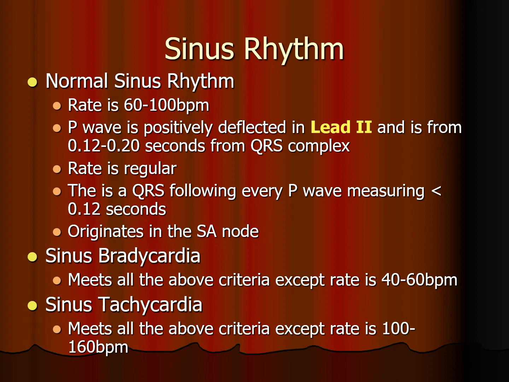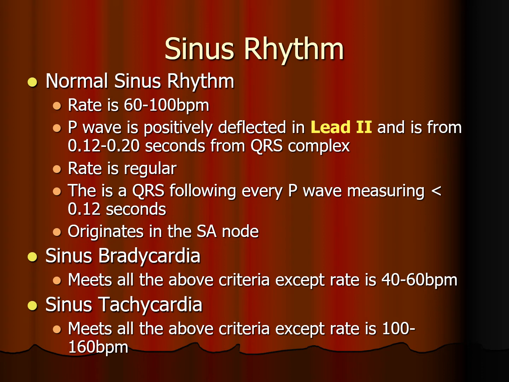Okay, normal sinus rhythm. So if you have all of those things, a nice regular rhythm, the rate's between 60 and 100, we have an upright, pretty perky P wave that's 0.12 to 0.20 seconds from the QRS complex, the rate is regular, and following every P wave, there is a nice skinny QRS, we have a sinus rhythm, normal sinus rhythm. Okay. Sinus bradycardia means we've met all of the criteria except the rate is 40 to 60, 40 to 59. Let's say, put it that way.